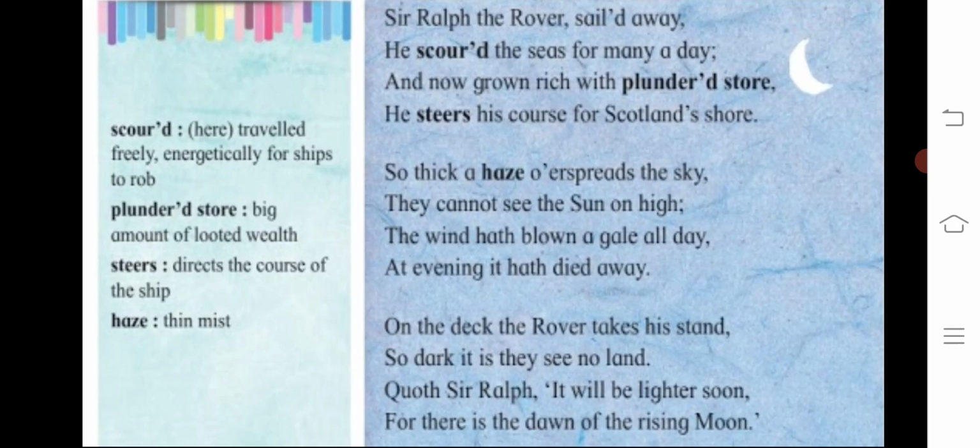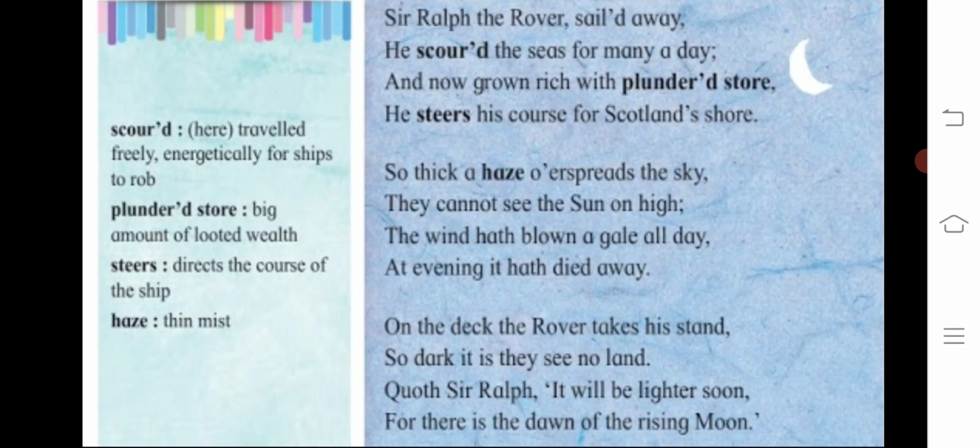See, Sir Ralph the Rover sailed away. This is his next journey now. This is not only related to his immediate first journey, but this stanza is indicating the other journeys he sailed on, and how he collected the looted treasure from many different ships. Sir Ralph the Rover sailed away. He scoured the seas for many a day. He travelled freely, energetically everywhere, and the intention of this free travel was only one, robbing the wrecked ships. And now, grown rich with plunder store.